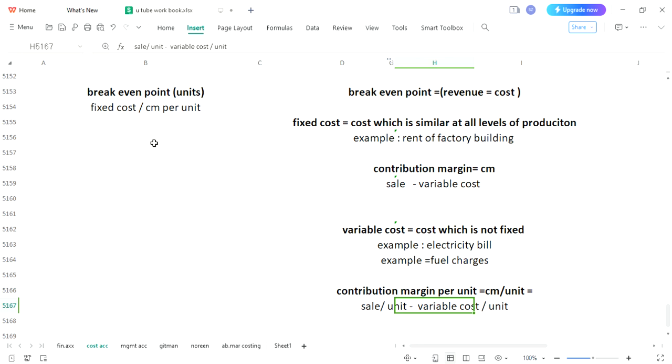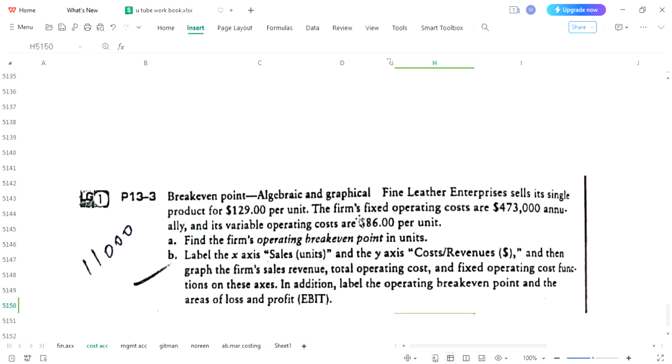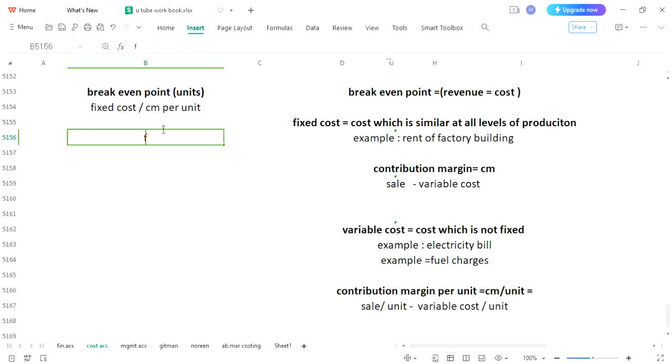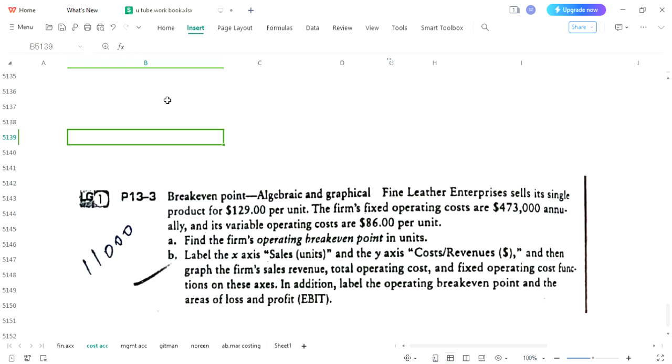Let's go back to the question. Here you can see the firm's fixed operating cost. There are only three costs given here, so it's easy to focus on what we need. The firm's fixed operating cost is 473,000. Just mention here that your fixed cost is equal to 473,000.